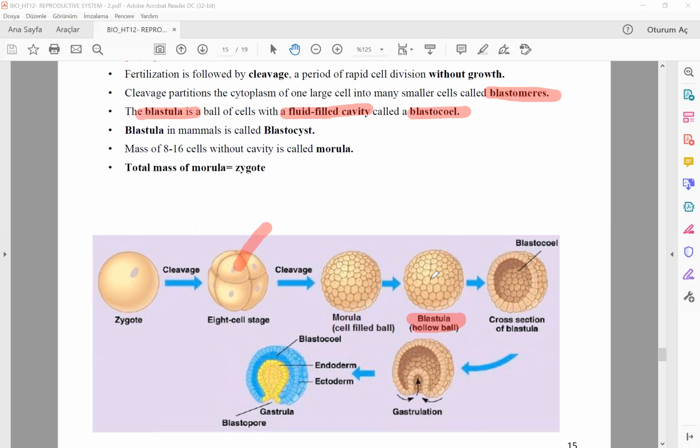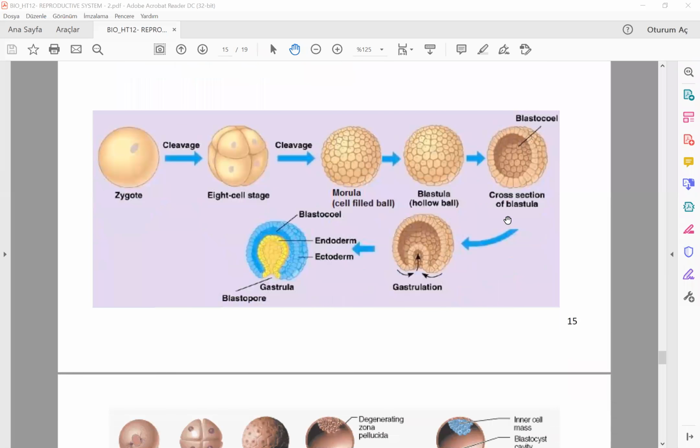But before the blastula, there is another structure, a solid ball of cells, called the morula. Zygote, then morula, then blastula, or we can call it blastocyst. Each cell is called a blastomere. The empty space is called the blastocoel. And the total mass of the morula is equal to the zygote, because the cells divide without growth. The cytoplasmic amount doesn't change, but the number of cells increases very rapidly.